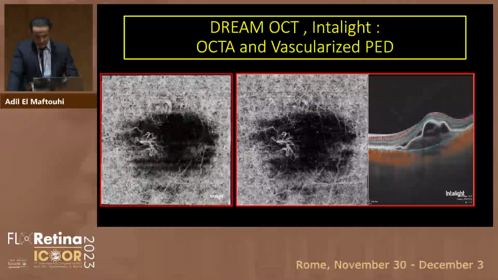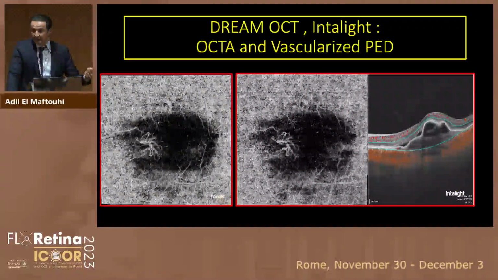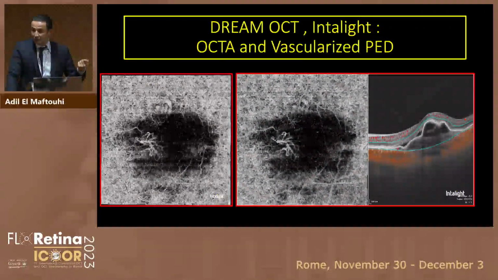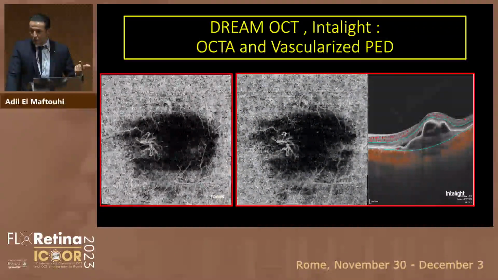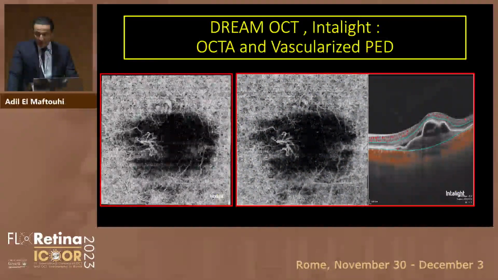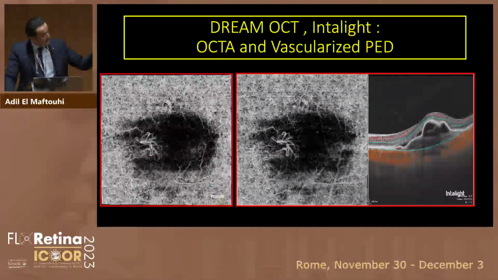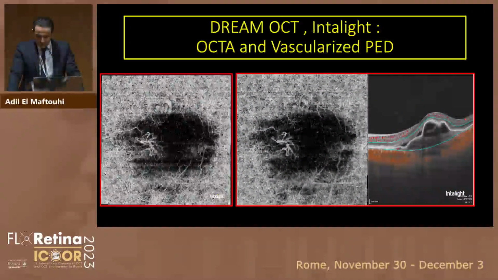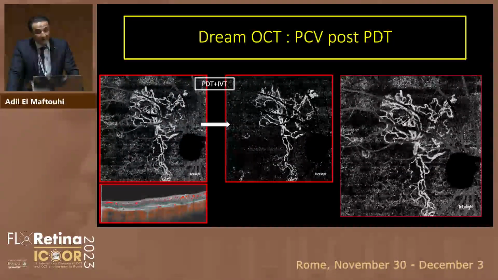One of the challenging cases in OCT angiography is vascular PED, because it's sometimes difficult to make a good segmentation of RPE and Bruch's membrane. With DREAM OCT, the segmentation is trained by deep learning, and now in this case you can easily identify the CNV within the PED. And here, in case of PCV, before and after the PDT, you can observe the reduction of vessel caliber.